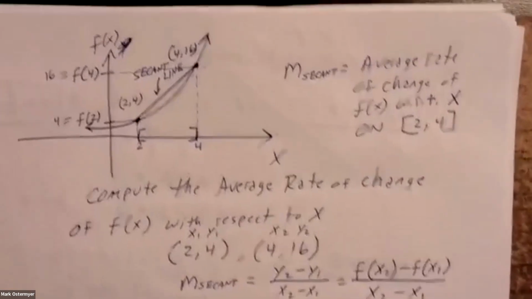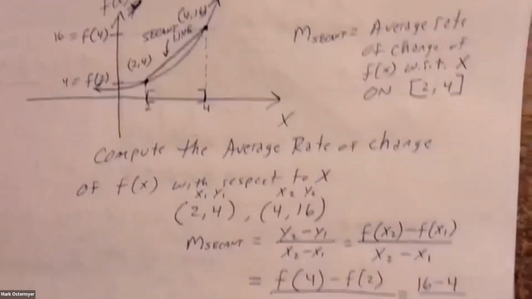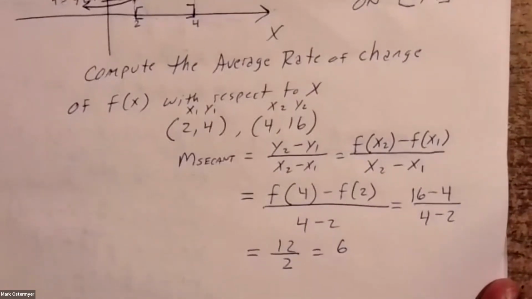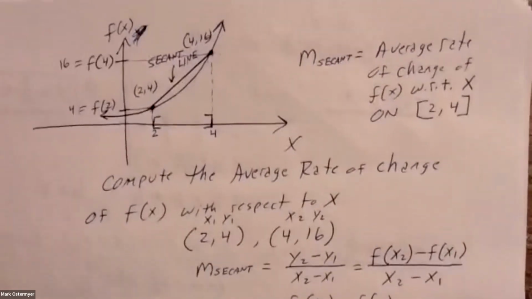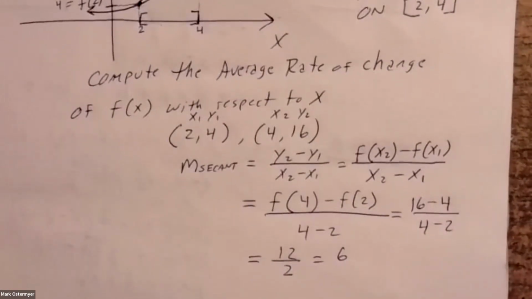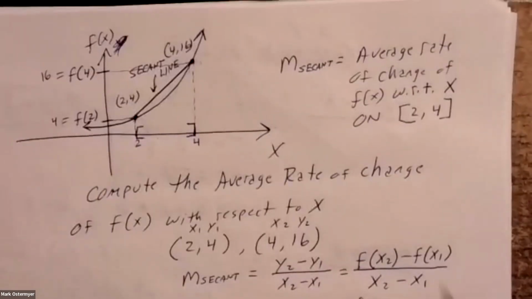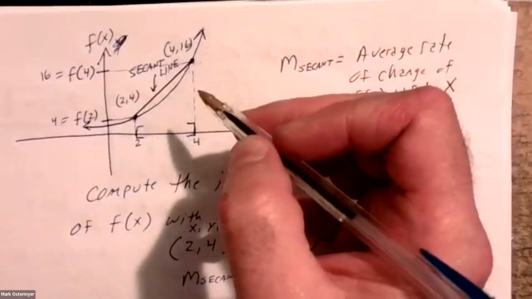Any questions? How I computed the average rate of change of this function with respect to x on the interval from 2 to 4. That's called the average rate of change. Okay. So an average rate of change always involves an interval. In calculus, you're going to learn how to find what's called the instantaneous rate of change of this function with respect to x precisely at some value of x.